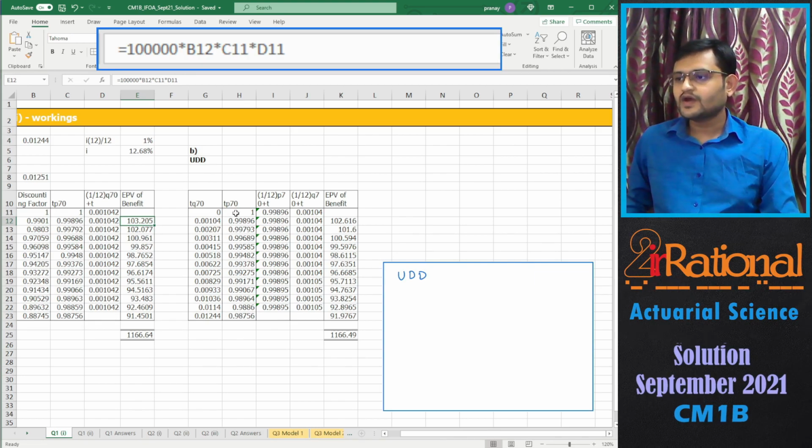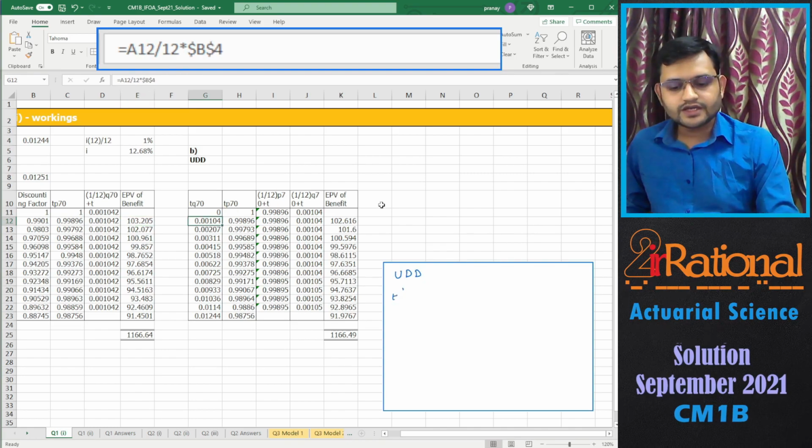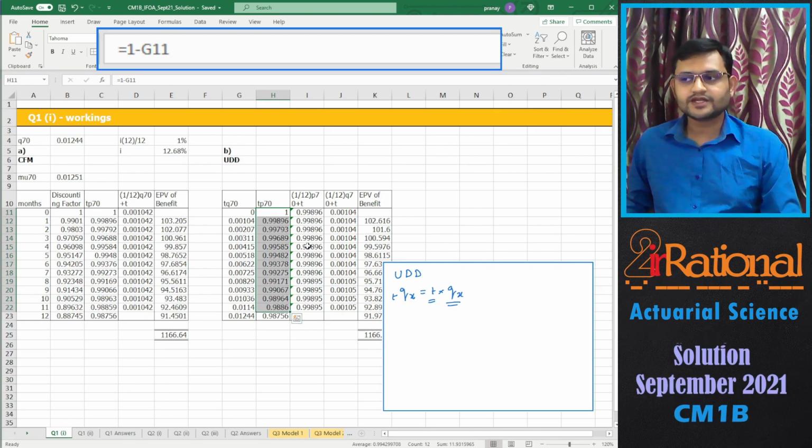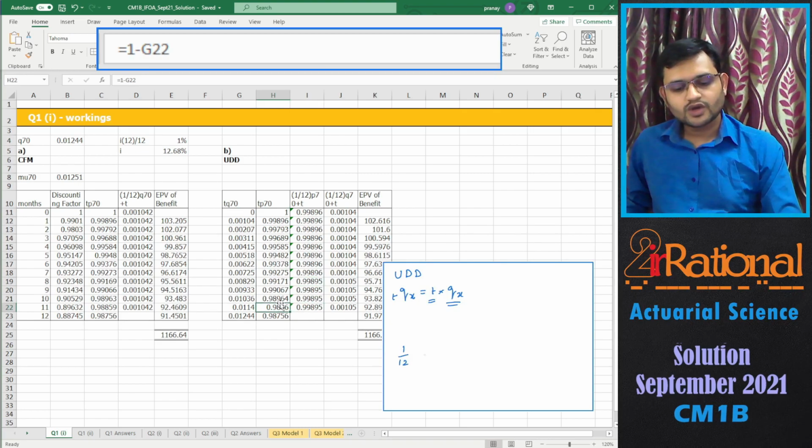So the first thing we'll do is our assumption. tqx must be equal to t into qx. qx is given to us and t we will take in years. Therefore, this column here, tq70, will be month divided by 12 multiplied by the q70 given to us. Similarly, I calculated the tp70, 1 minus of that, and then I use this tp70 to calculate probability of survival in each month.